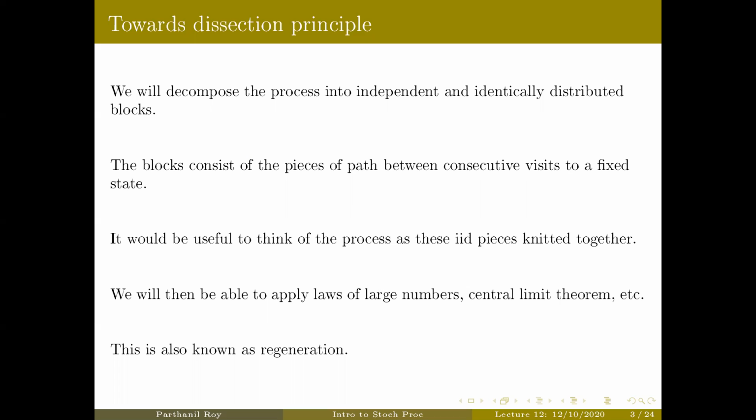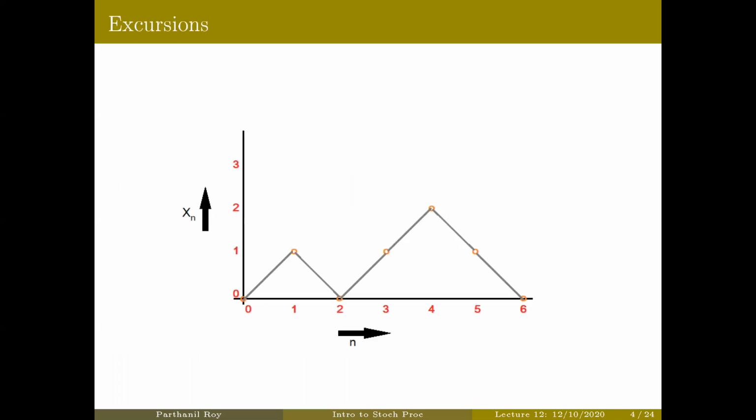So let's start from this picture. Suppose you have a Markov chain whose state space is 0, 1, 2, 3. You can think of any example. For example, a simple random walk on 0, 1, 2, 3 with reflecting barriers. So 0 and 3 reflect, 1 and 2 don't. It's just one example. You can think of many other examples.